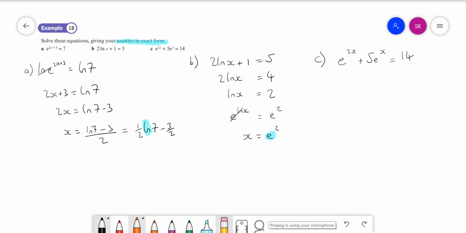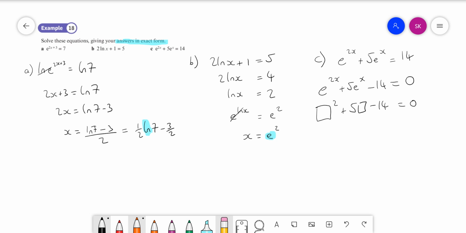So first of all, I've got to get it in the form ax squared plus bx plus c. So I'm going to move the 14 onto the other side. And then I've got this situation again. What two things multiply together to make negative 14 but add up to make 5? That's positive 7 and negative 2. And what's going in the box is going to be the smaller of the two powers. It's going to be this e to the power of x.